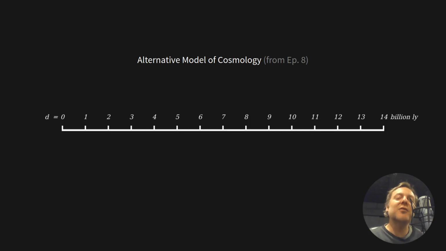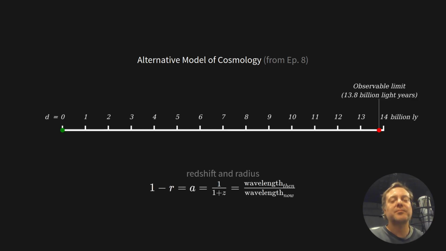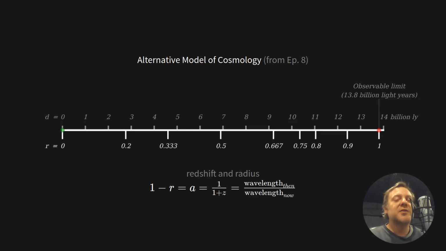In the alternative model of cosmology, there's an observable limit at 13.8 billion light years. So we're in distances now. We use r for the redshift and radius. So 1 minus r equals the scale factor. You see that r equals 0 at a distance of 0 and r equals 1 at the observable limit. And the halfway point and all the other points are at reasonable logical places.